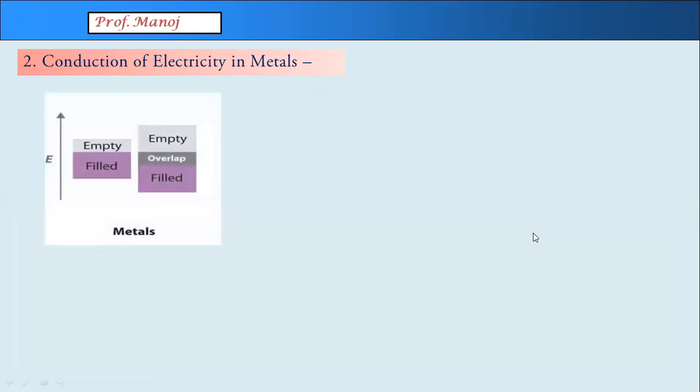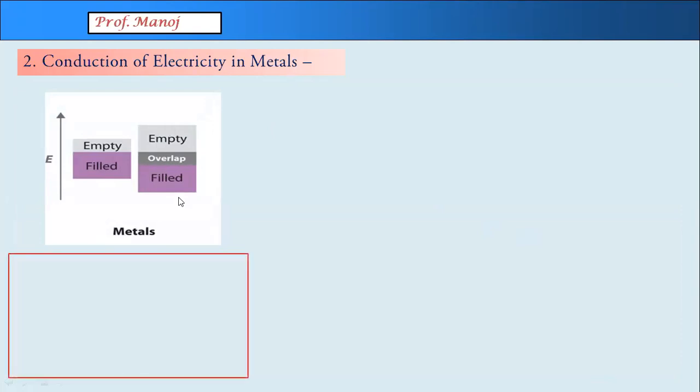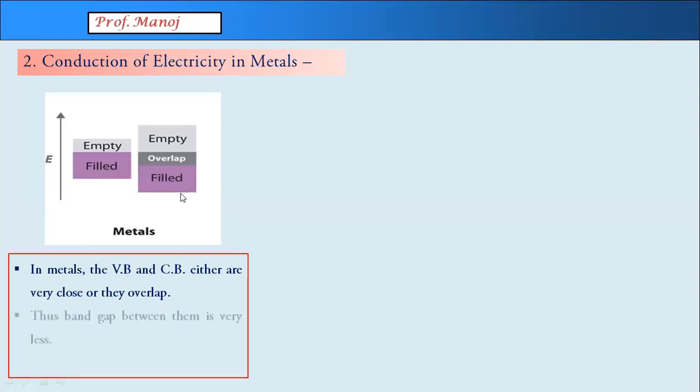अभी हम लोग तीनों को कंपेयर करते हैं. देखो ये वाला है मेटल, तो मेटल में आपके पास फिल्ड और एम्प्टी है, या फिर फील्ड ऑफ एम्प्टी में ओवरलैप हो गया है. सो इन दिस केस, नाउ सी द ऑब्जर्वेशन, वैलेंस बैंड एंड कंडक्शन बैंड आर वेरी क्लोज और दे ओवरलैप. ओवरलैप कहां पे दिखाया था मैंने? ग्रुप 13 में आपको ओवरलैप दिखाया था डायग्राम में मैंने. सो द बैंड गैप बिटवीन देम इज वेरी लेस एंड इलेक्ट्रॉन्स कैन इजीली जंप फ्रॉम वैलेंस बैंड टू कंडक्शन बैंड.